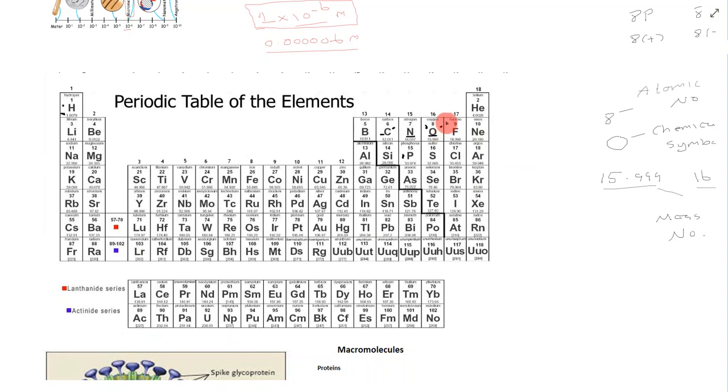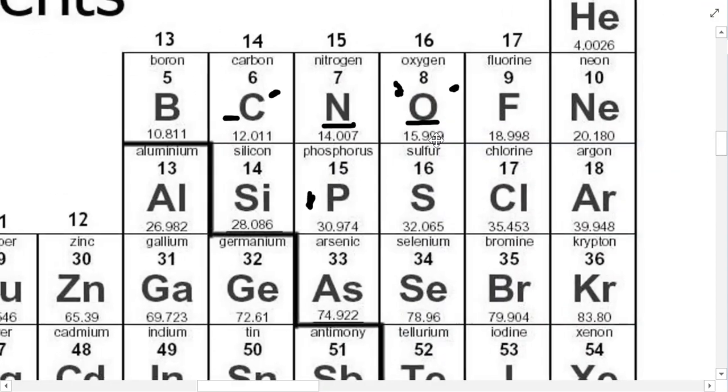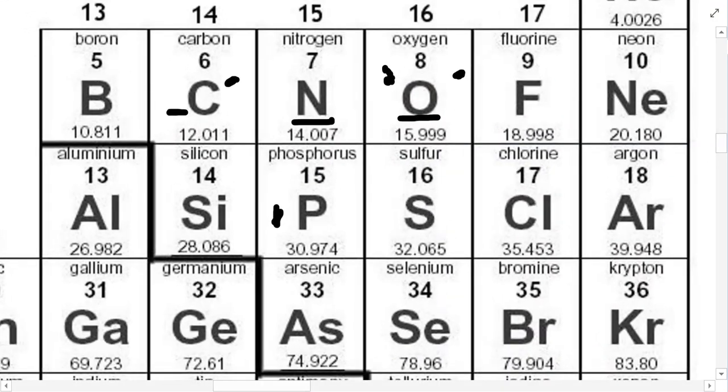So when we look at the periodic table and at one of the individual atoms, we see that it has this number here, which is 8, which represents the atomic number, and this number down here, 15.99, which represents the mass number. And then you also have the symbol, as each element has a symbol. For example, for oxygen, the symbol is O.